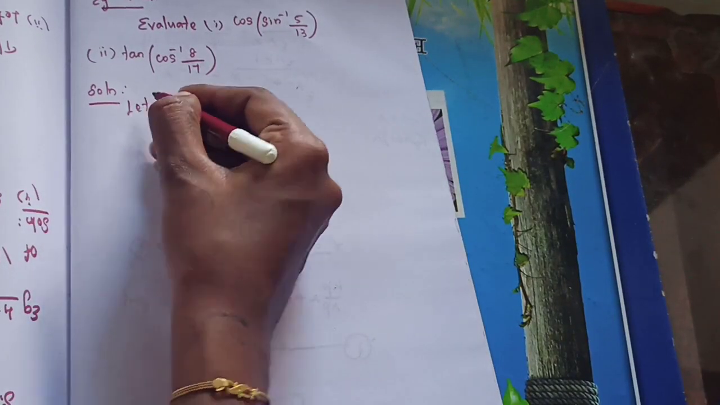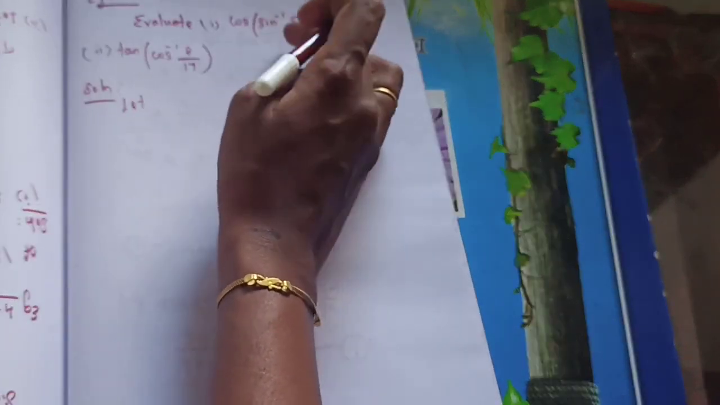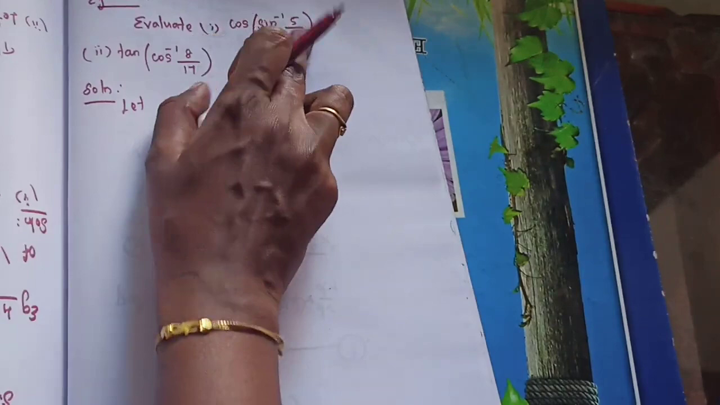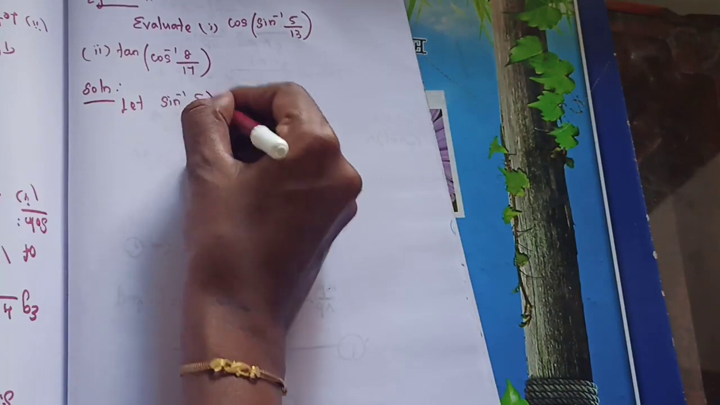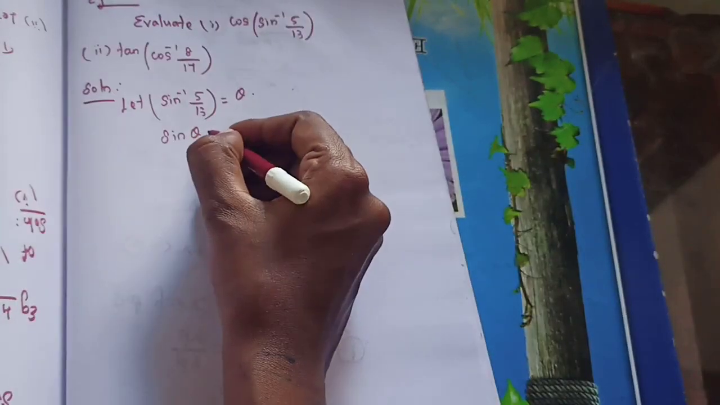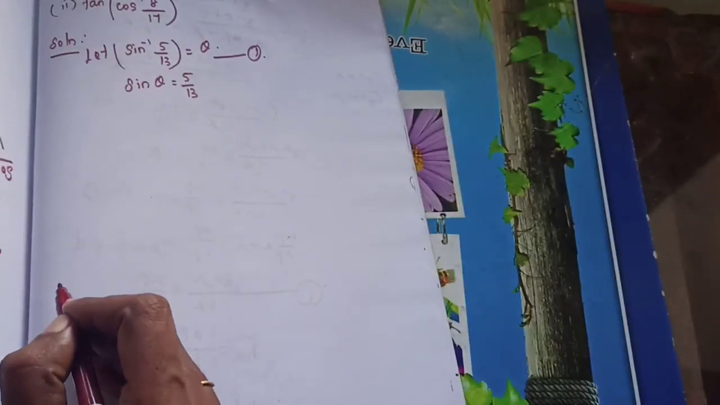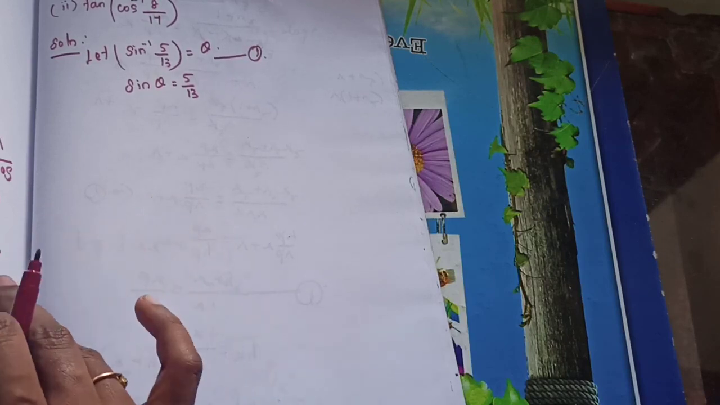First, we need to evaluate whatever is inside the bracket. Afterwards we will include whatever is outside. So what is inside? Sine inverse of 5 by 13. Let us consider this as theta. So sine theta equal to 5 by 13, bringing this to this side. So now you know the sine theta value. From this you need to find the cos theta value.